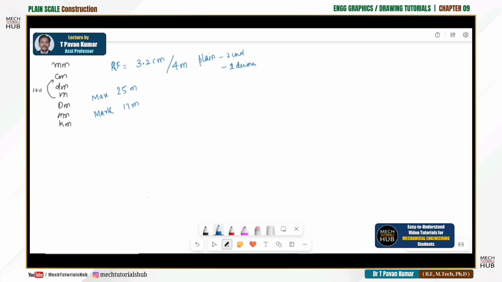This is what I said, no? And those 2 units could be same or different. For this case, the 2 units are same. He is asking us to mark 17 meters. Okay. We'll see step by step how, because you don't have any sub units. So we'll see one by one.